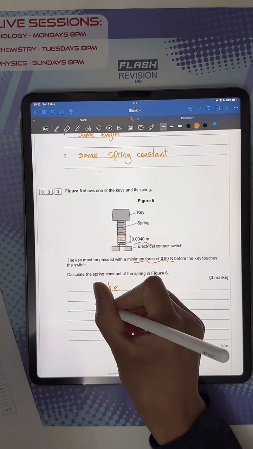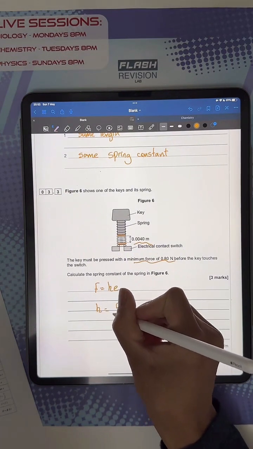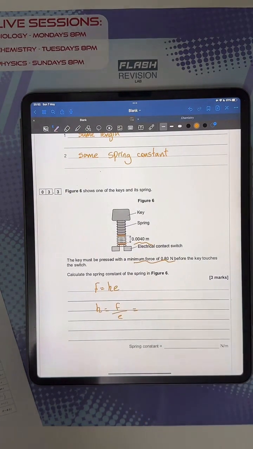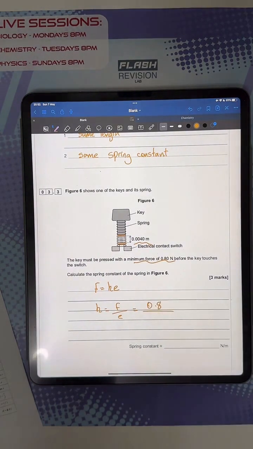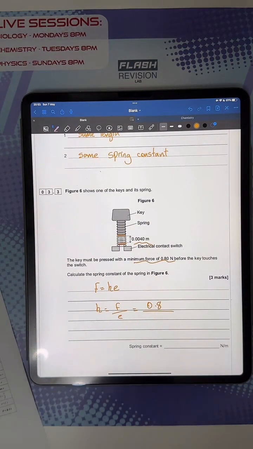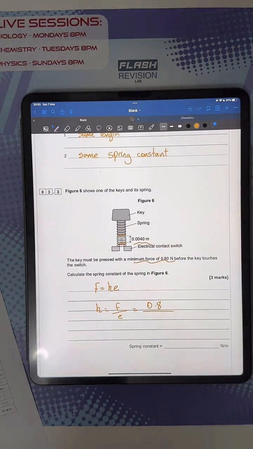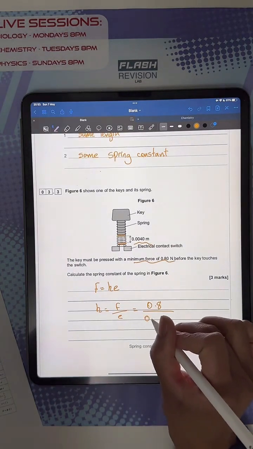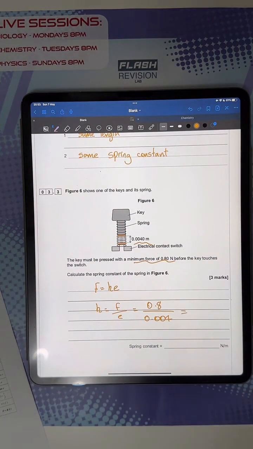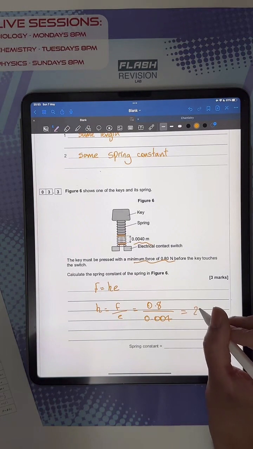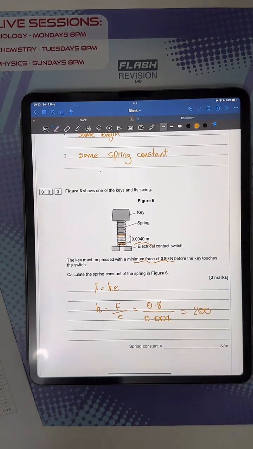So rearranging that, K is equal to force divided by extension. So the force is 0.8 divided by our extension, which is 0.004. Good. And what does that give? Yes, this is combined. Good. 200. So the answer is 200 Newton meters. Well done.